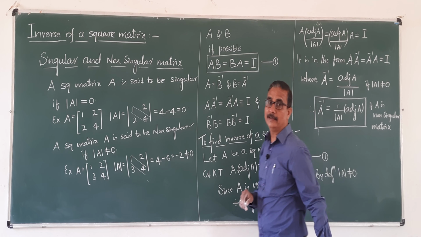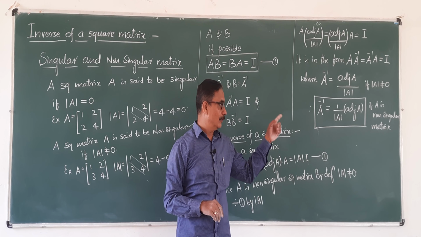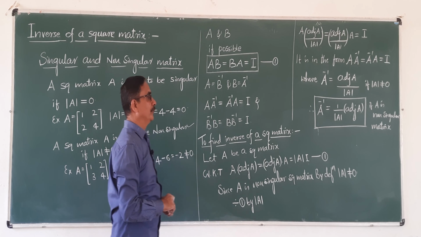So remember the A inverse formula: 1 upon determinant of A into adjoint of A, if A is a non-singular matrix.